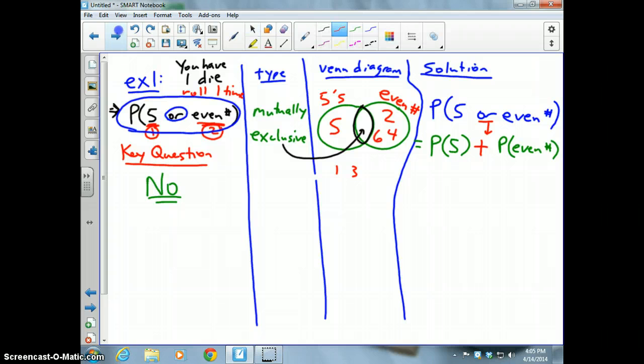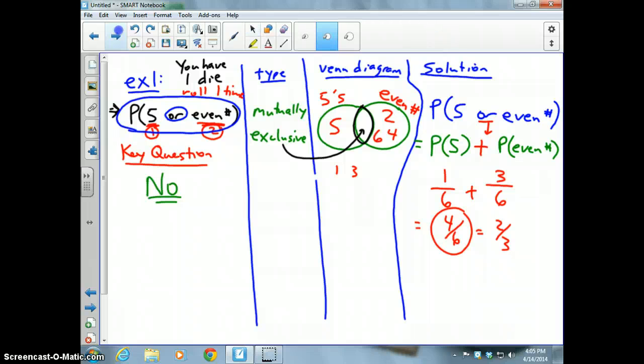All right, well, what is that? Well, the probability I roll a 5, we all know that's 1 out of 6, plus the probability I get an even number. Well, there are 3 even numbers out of 6, the 2, 4, 6, which is equal to a 4/6 chance, which reduces to 2/3. That is the probability of this certain event happening.